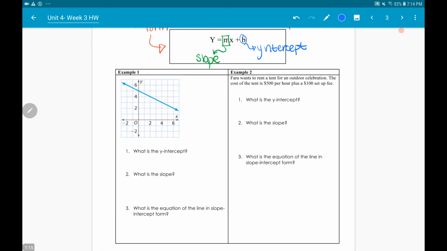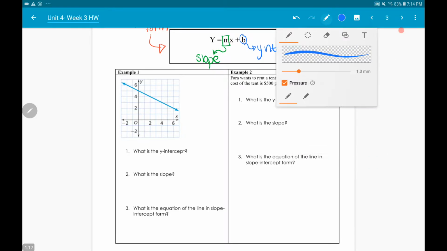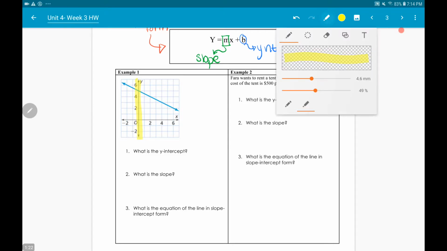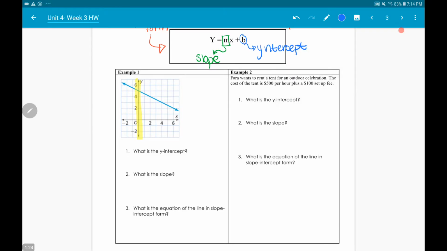So, what is the y-intercept? Example 1. I'm going to go ahead and highlight my y-axis. And I'm going to go ahead and circle my y-intercept. And on your paper, this should say the number 5. So that means the y-intercept is (0, 5), which really means the y-intercept is 5. Okay?